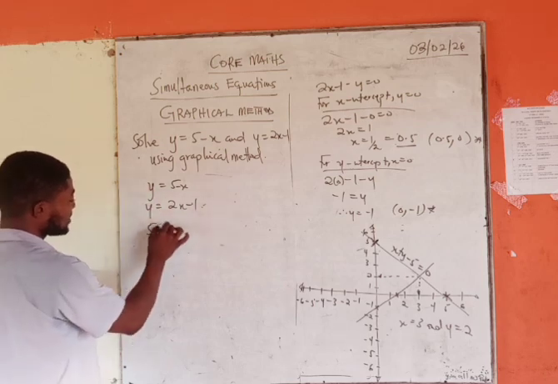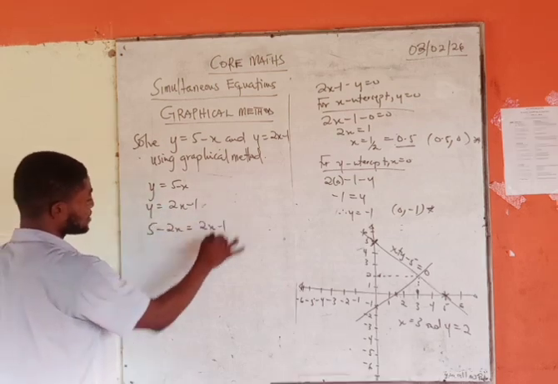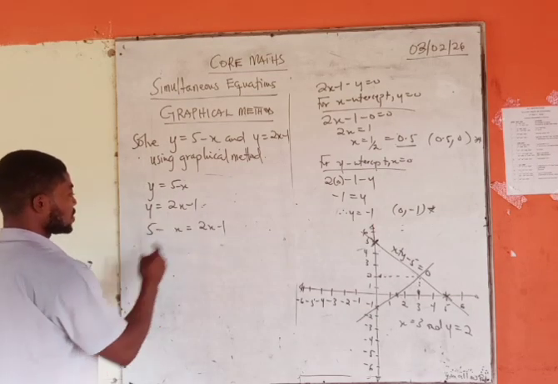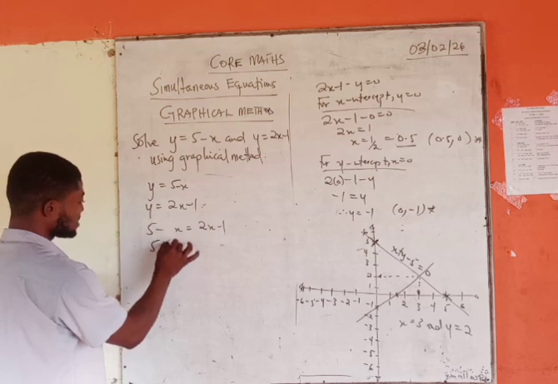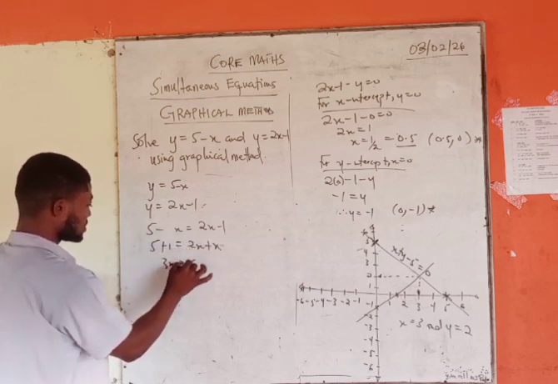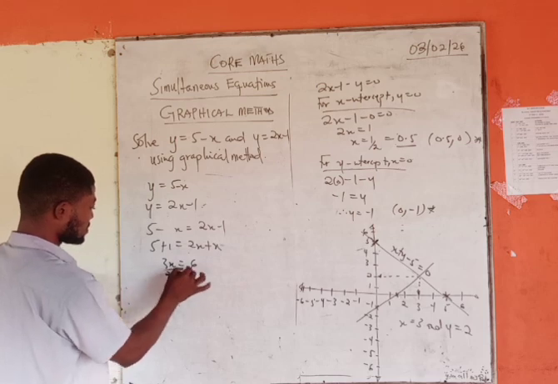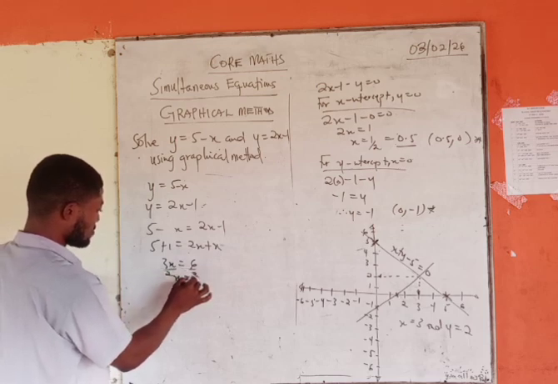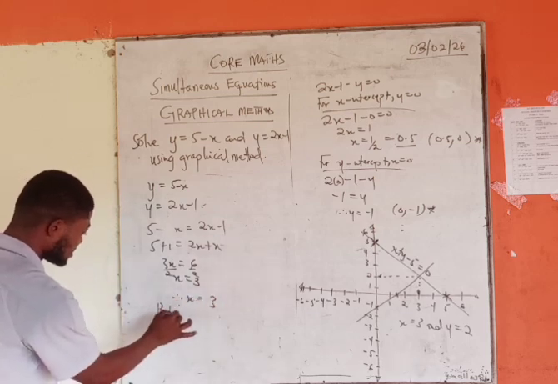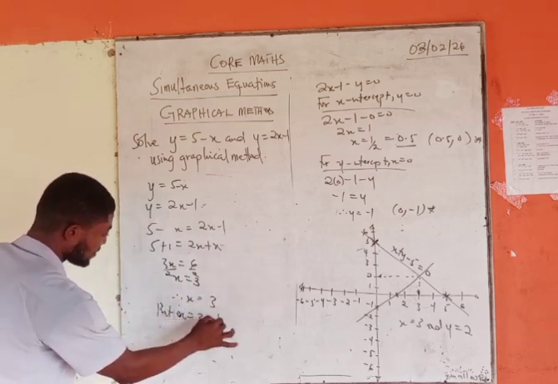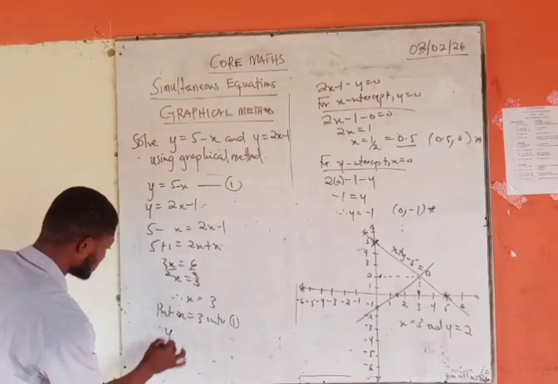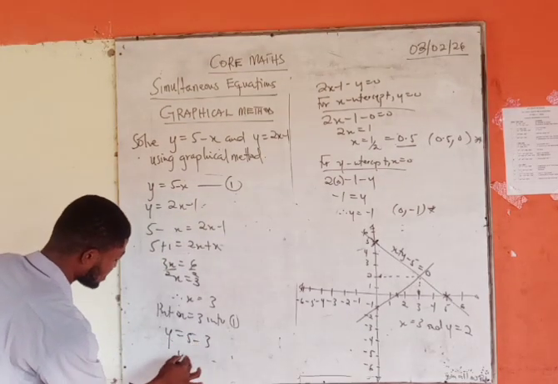So 5 minus x is equal to 2x minus 1. Sorry, 5 minus x. So I group like terms to have 5 plus 1 is equal to 2x plus x. 3x is equal to 6, x is equal to 3. Now I put x is equal to 3 into either equation 1 or equation 2. Let's use equation 1. y is equal to 5 minus 3, y is equal to 2.